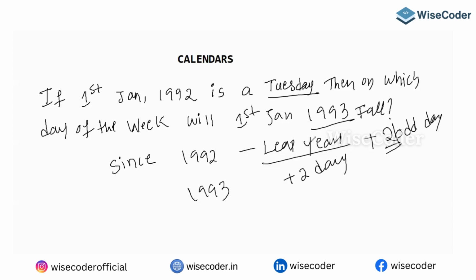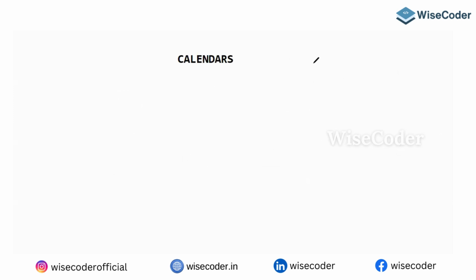Hence you can say 1992 is a leap year, so you need to add 2 because this is January only, the first day of that particular year. So plus 2 days will give you your answer. So Thursday is going to be our answer. Okay, I hope everybody is clear with this particular question. Write down the next question.